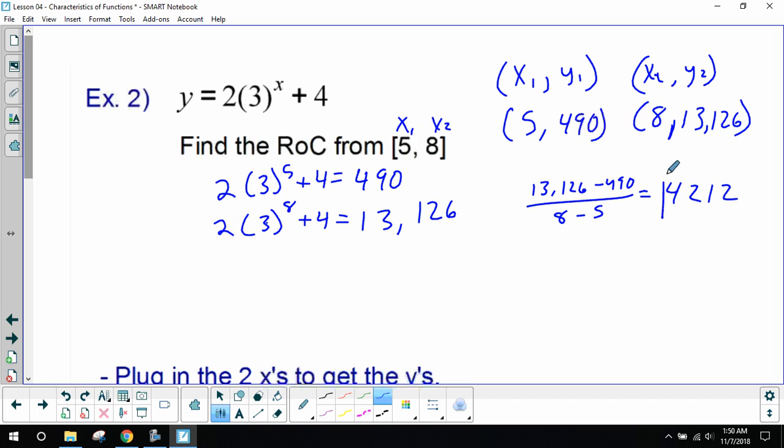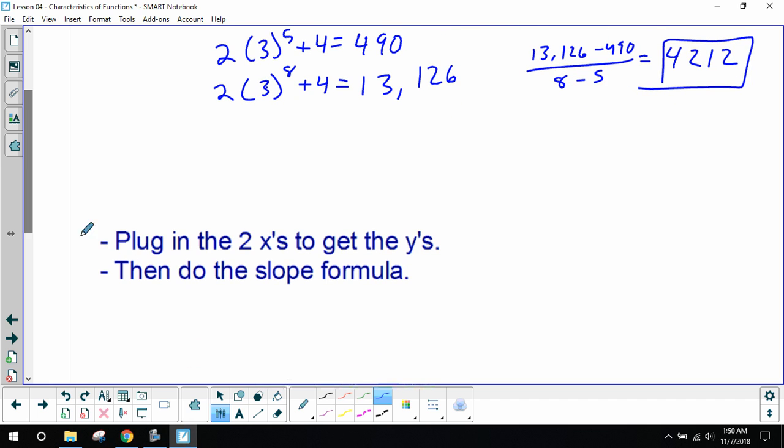Alright, moving on. Don't forget to jot down this. Plug in the two x's to get the y's. Then do the slope formula. I literally just did that. Jot these notes down. Rewind it. Do what you got to. Get this learned.